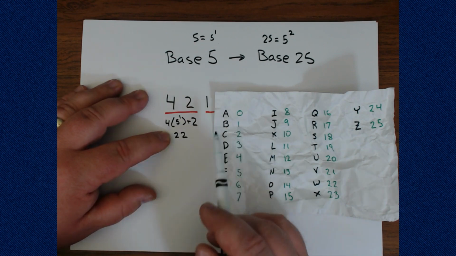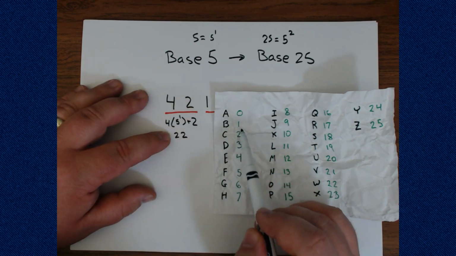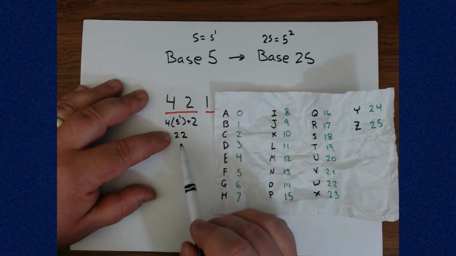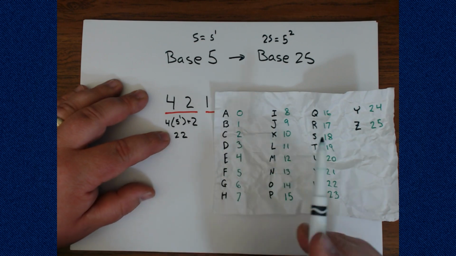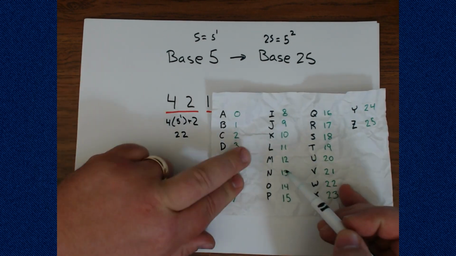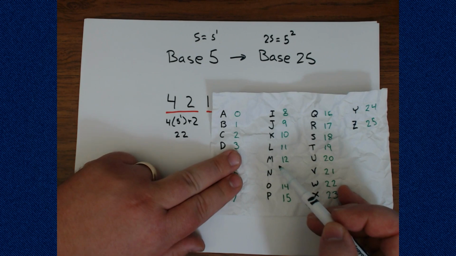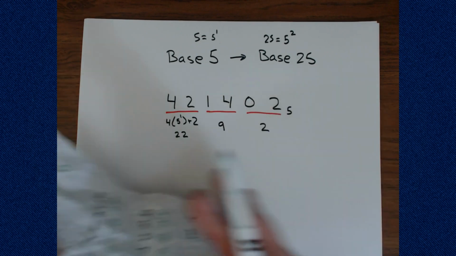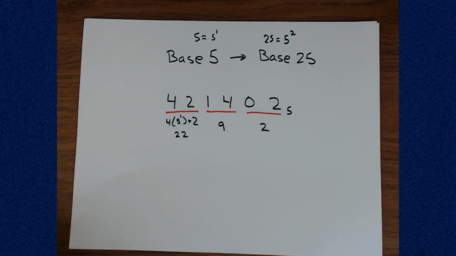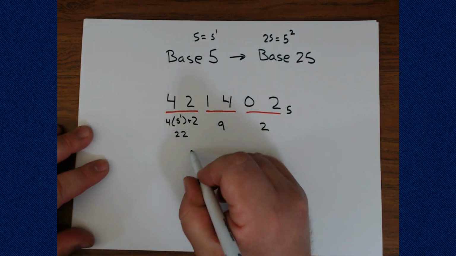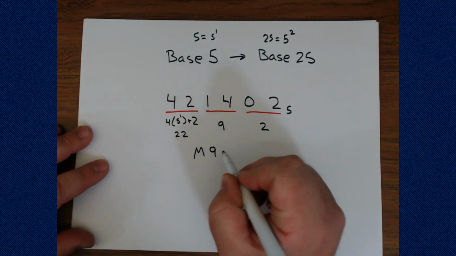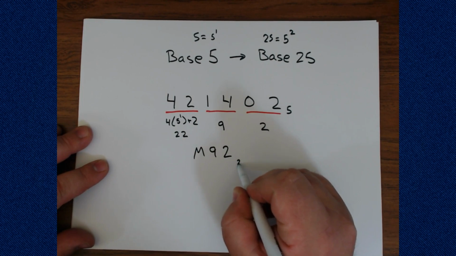So A is 10. So all I've got to do to figure out what these values are relative to 22 is just add 10 mentally to these. So I'm looking for 12, which is here. So I know that 22 is really M. Back to the sachet. So this is M92 in base 25.